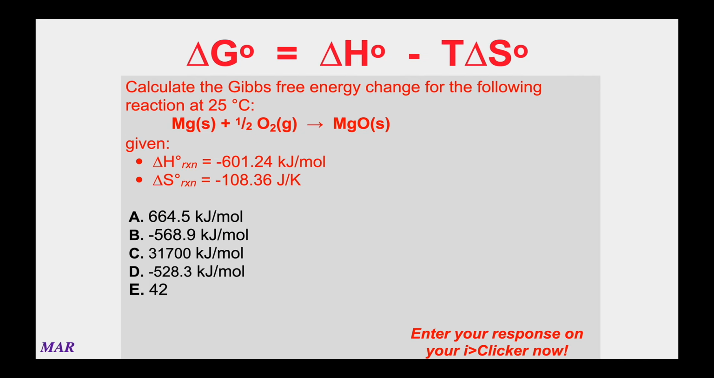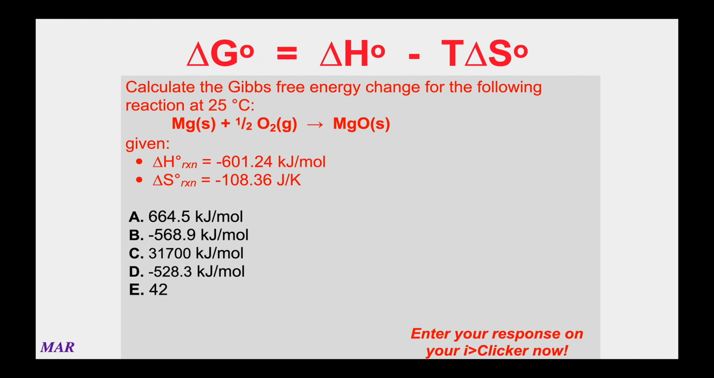Let's calculate the Gibbs free energy change for this reaction, and there's delta H and there's delta S. So to do this, delta G, which is what we're after, equals delta H minus T delta S. Couple of things. Make sure your temperatures are in Kelvin, all right?